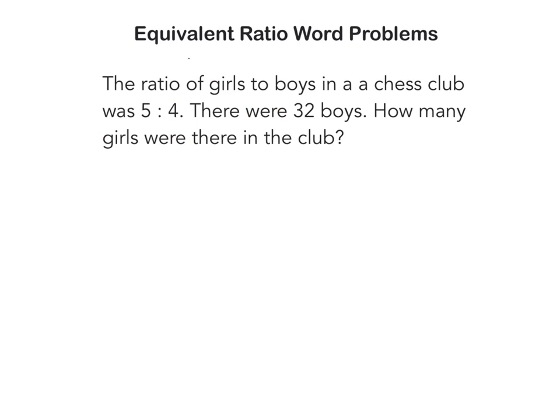Okay, now let's look at a few word problems. Remember, when you're reading word problems, we underline and highlight important things. The ratio of girls to boys, first off, that tells you the ratio, in a chess club is 5 to 4, so that's another important thing. There are 32 boys. How many girls were in the chess club? In my class, I always tell them, write the original ratio with labels. So for the original ratio, you would have 5 girls to 4 boys.